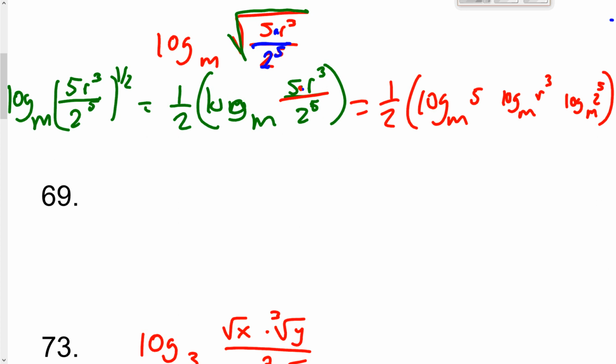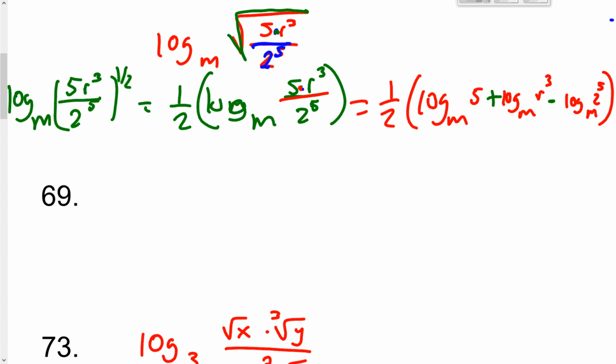Okay, so there's adjusted. So we have 1/2 times the log base m of 5, log base m of r cubed, and log base m of 2 to the 5th. So here we're multiplying, right? 5 times r cubed, so that means a plus between them. And then here on the bottom we're dividing by 2 to the 5th, so that means we're subtracting that one.